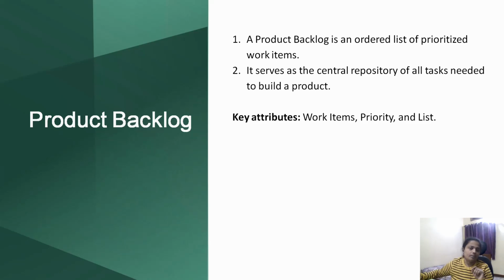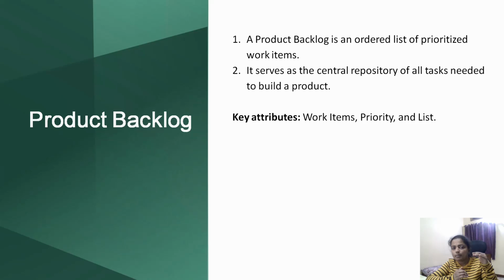What is a product backlog? A product backlog is an ordered list of prioritized work items. It serves as the central repository of all tasks or the work that is needed to build a product. Some of the key attributes to remember here: we talked about ordered list, we talked about priority, we talked about work items. First, let's try to understand what work item means.